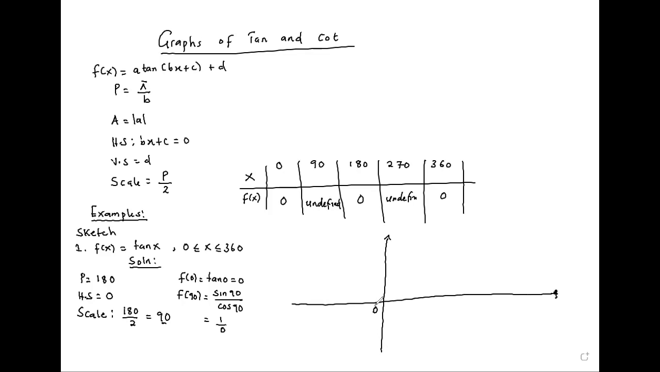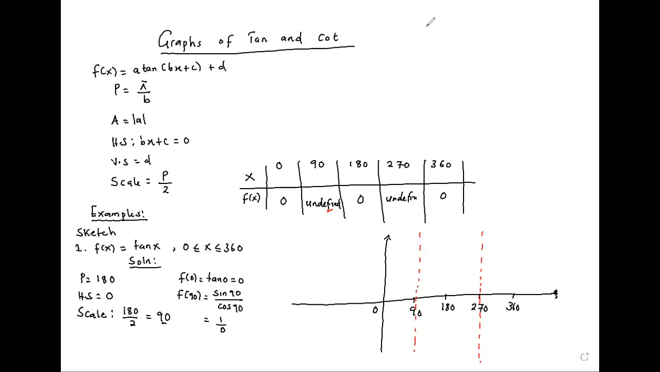So we'll have 0 and then go to 90, 180, 270, 360. Then where we are saying undefined here, we have what we call asymptotes. So these are asymptotes. Undefined, they are asymptotes. And then let's see the orientation of tan.